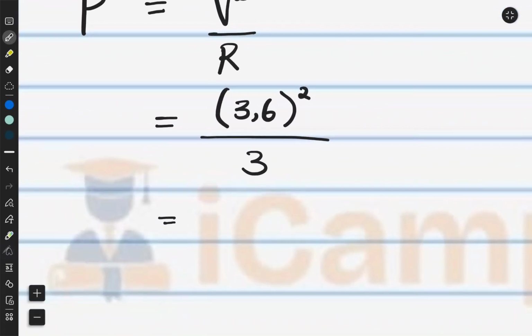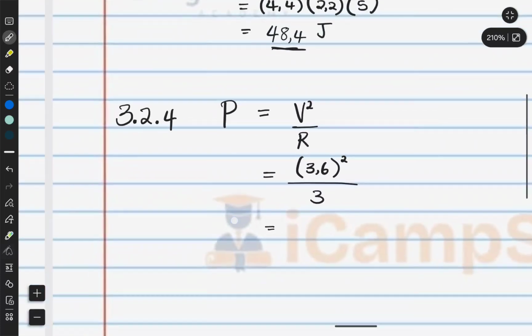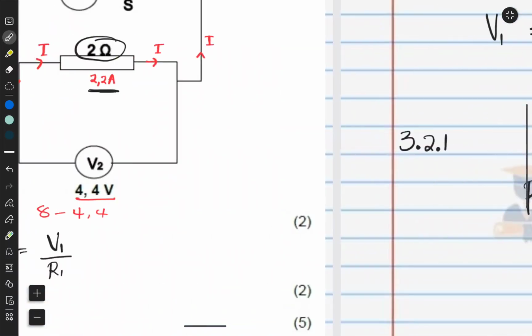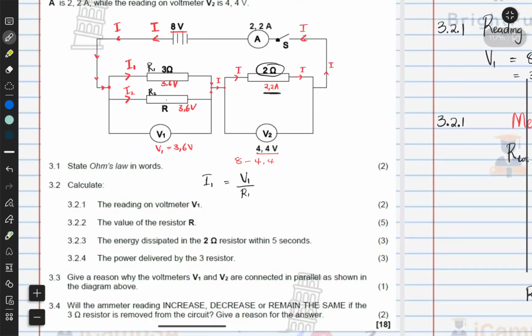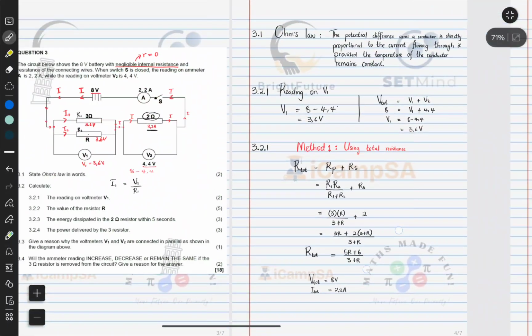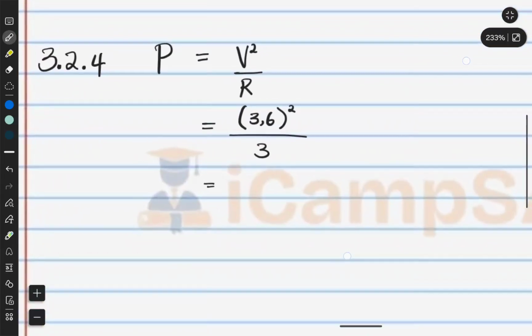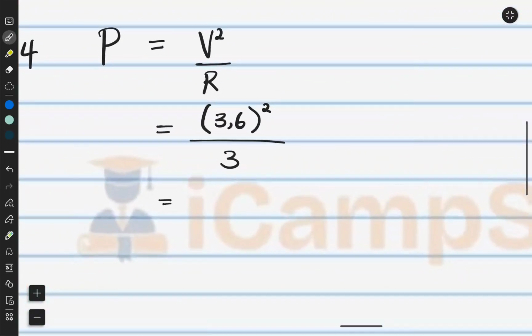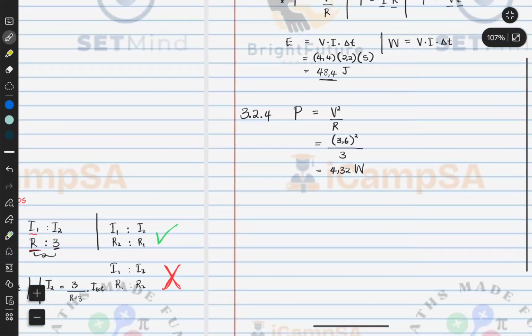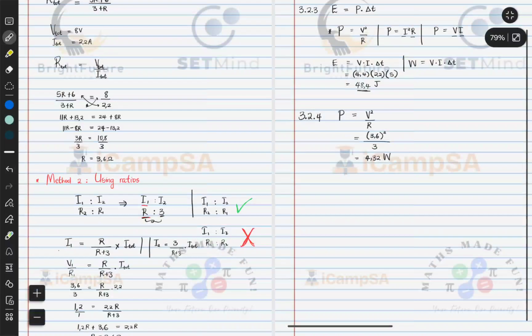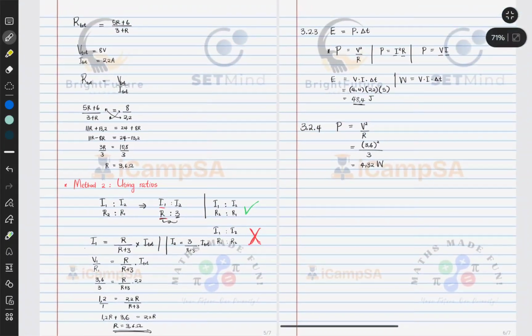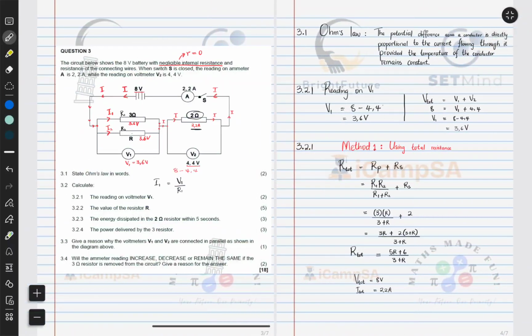So what power do I get? They only wanted power, right? Let's see. Power delivered by the 3 ohm resistor. Yes, just power. So we get 3.6 squared divided by 3. The power there is 4.32 watts. Okay, so that's the power delivered by the 3 ohm resistor. This question was not that tricky. You just need to know how to use your formula.